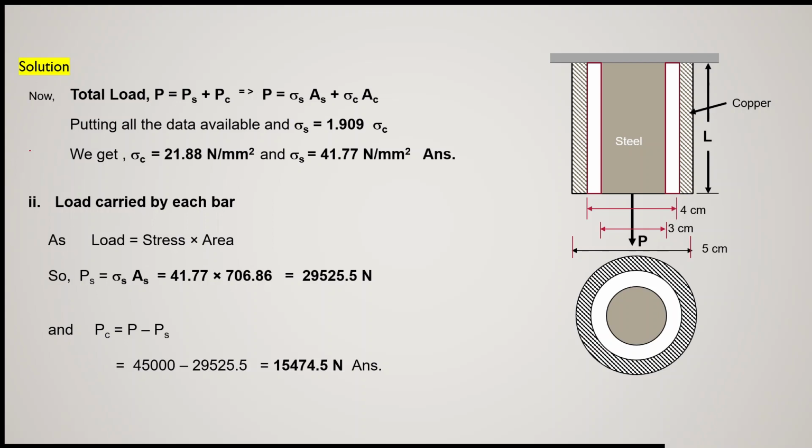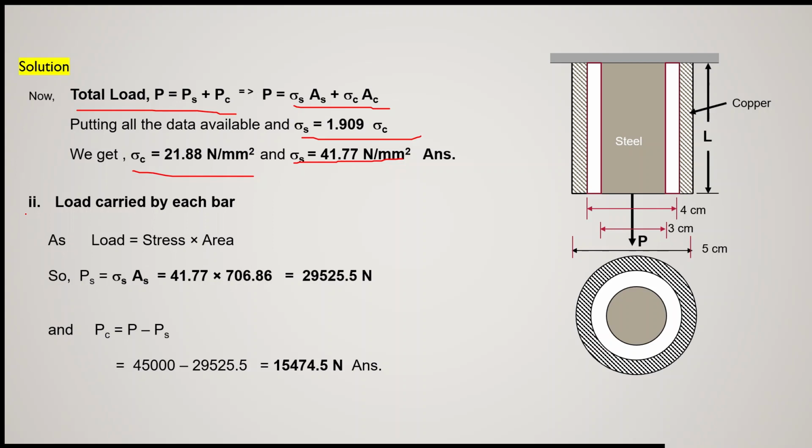Now, in continuation to this solution, the total load P is equal to the load carried by steel as well as copper. So it can be calculated as sigma S AS plus sigma C AC. Putting in all the data, as well as sigma S which we calculated in the previous slide, after solving we get sigma C as 21.88 Newton per millimeter square and sigma S as 41.77 Newton per millimeter square.